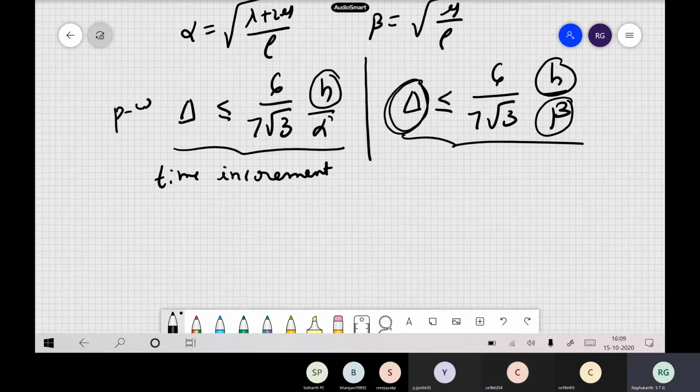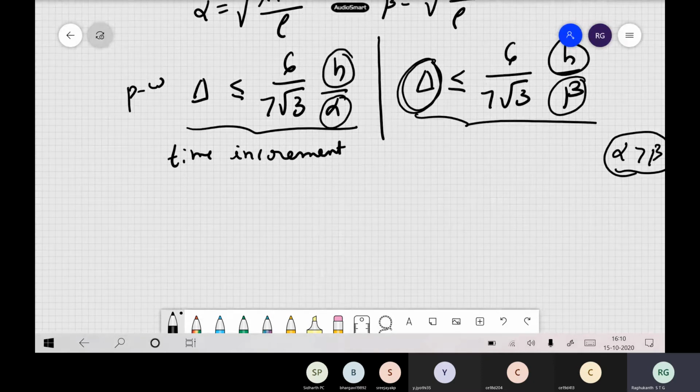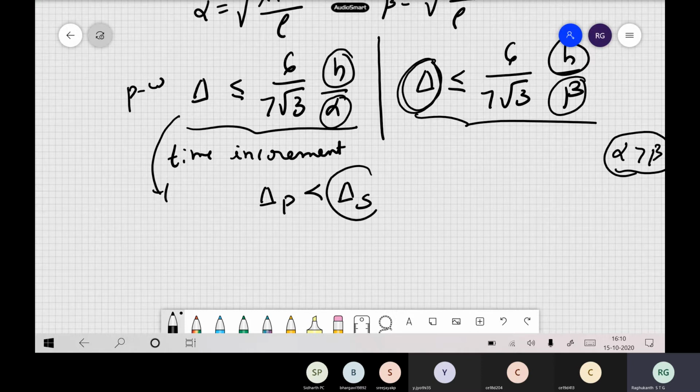Now it depends on alpha. Alpha is the P wave velocity. Generally, P wave velocity will be more than the shear wave velocity. So if you want stable P waves, alpha is greater than beta, and from this formula the delta t for the P wave will be smaller than the delta t required for shear waves. You remember, so this happens.